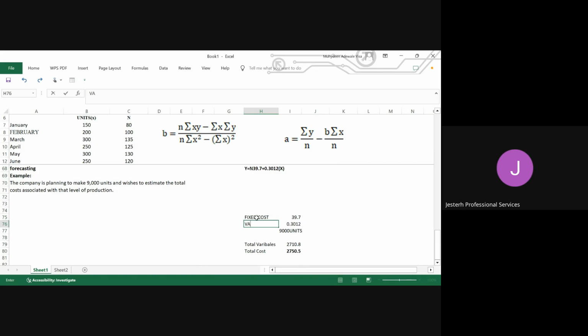Now, this one is variable cost per unit. And then our level of activities. Maybe that is what is confusing you. I believe now you'll be able to understand. Yes, I understand. All right.